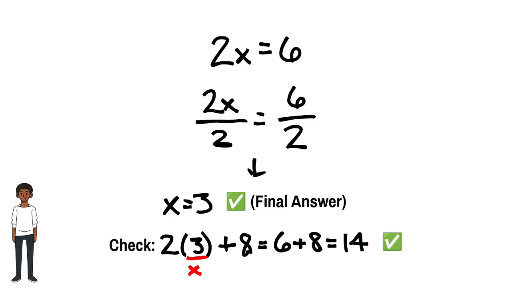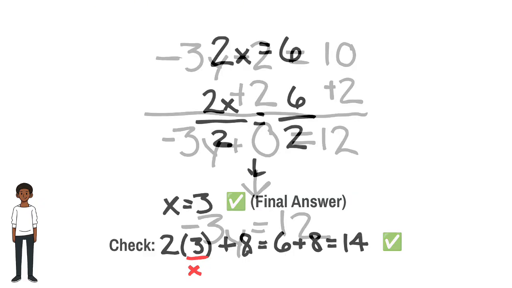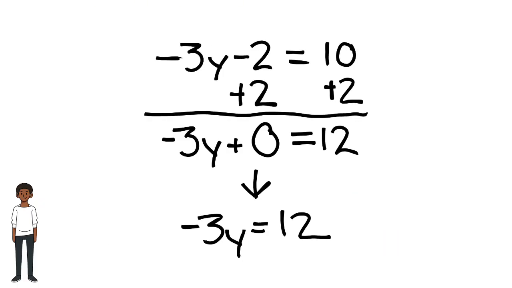Always verify your work. Plug 3 back into the original equation. 2 times 3 plus 8 equals 6 plus 8 equals 14. So it works out perfectly. Let's move on to our second problem.